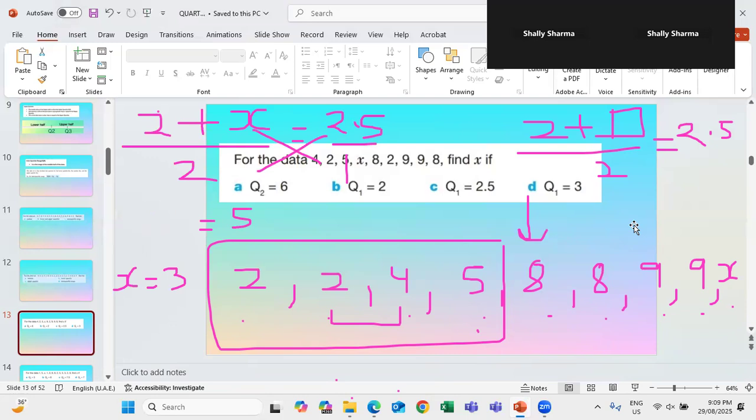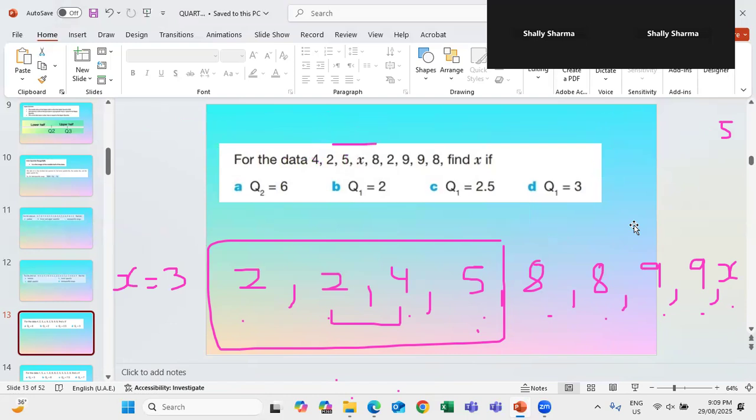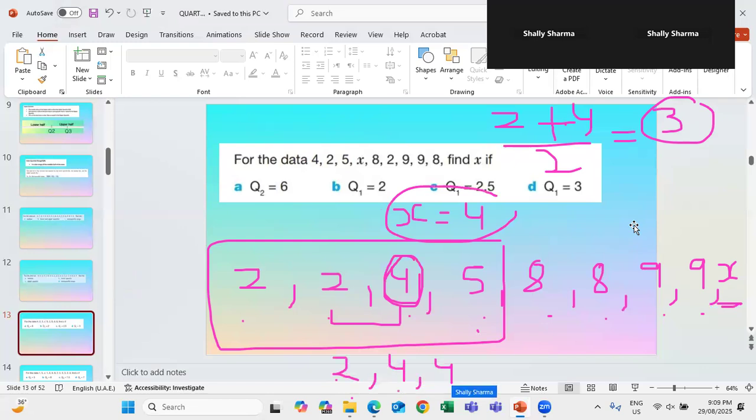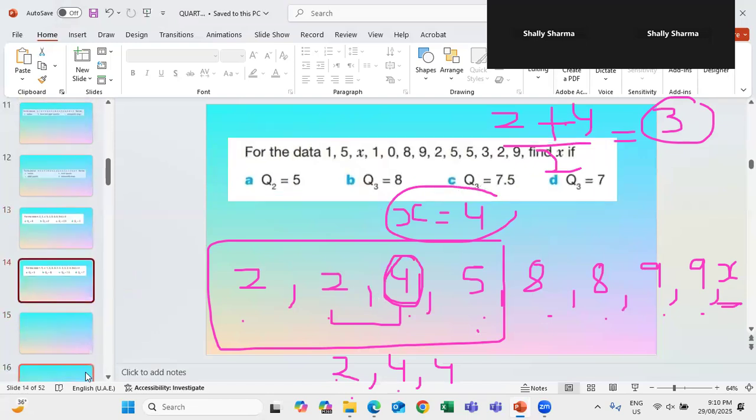Then we have the next question here, and that gives me Q1 as 3. So again, in our case, if I do 2 plus 4 divided by 2, as simply as it is given, I am getting my quartile as 3, and that is what I need. So that means x should be 4. So even if we take this x as 4, so 2 and 4 and 4, then also it is fine. Okay. Same process you need to apply for the next question also.